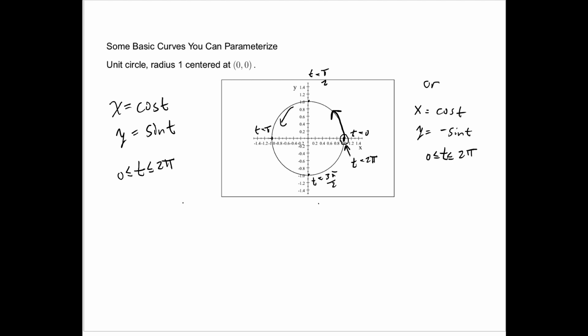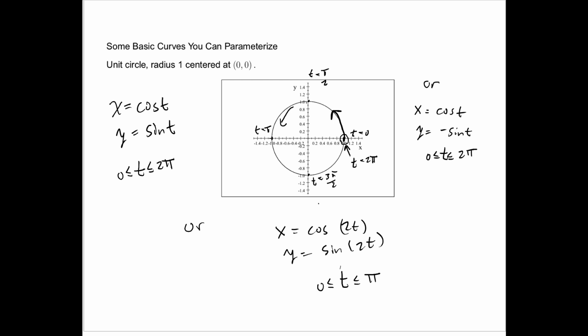Let me show you one more here. We could have x equals cosine of 2t and y equals sine of 2t, but now we'll have t running just from 0 to pi. And this is like the first parameterization. It will start at the same point. It will move around counterclockwise.